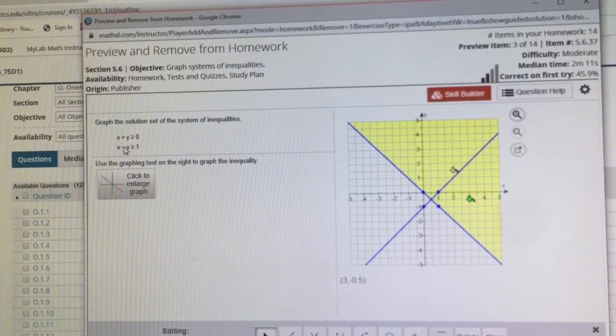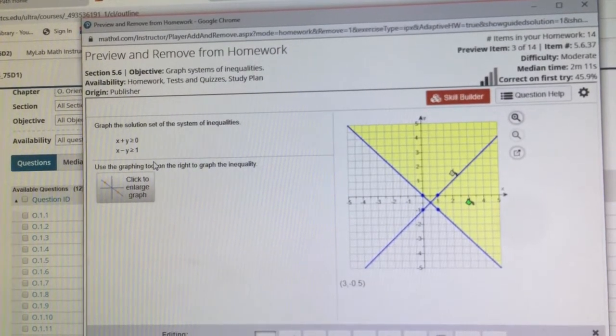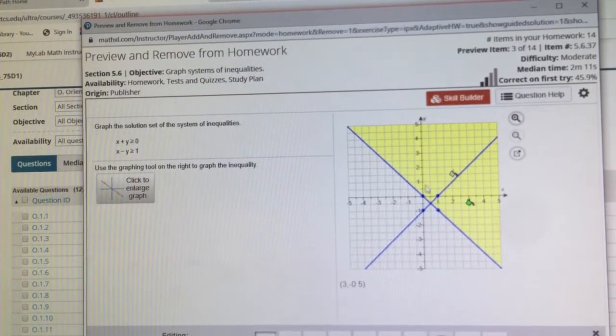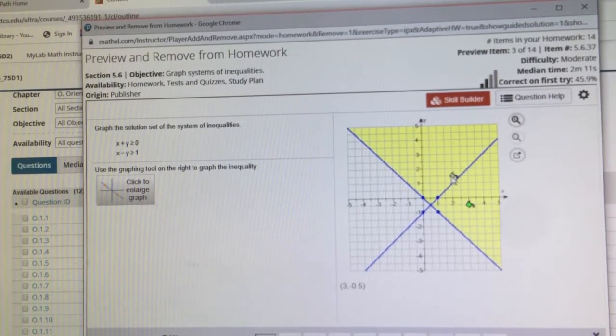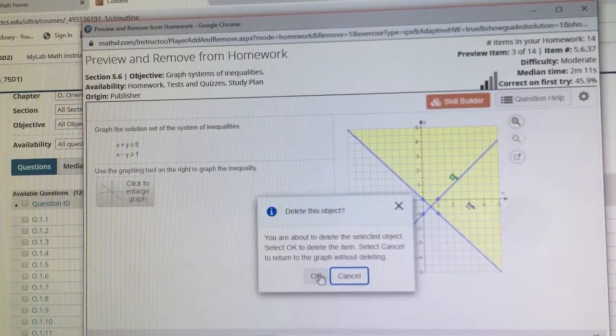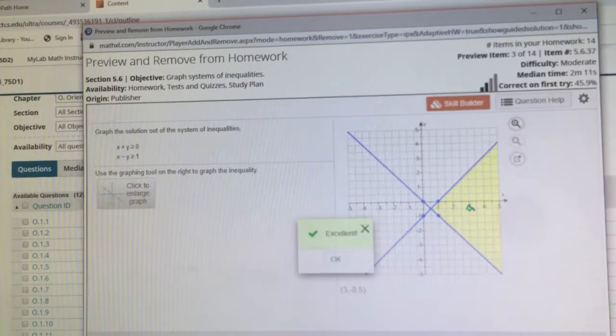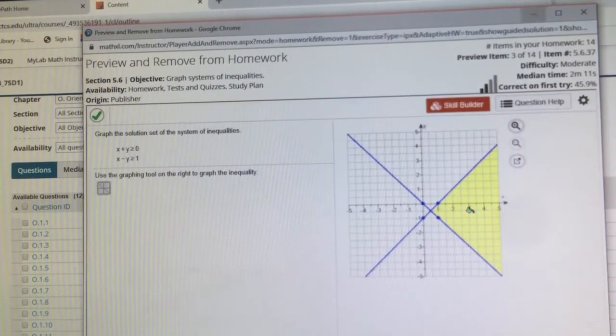So if I put 0 in for x, 0 for y, I get 0. Is that greater than 1? No, it's not. So this side of that line right there cannot be shaded, which means this shading right here, I'm going to have to take it off. And there you go. That should be my answer. All right, good deal.